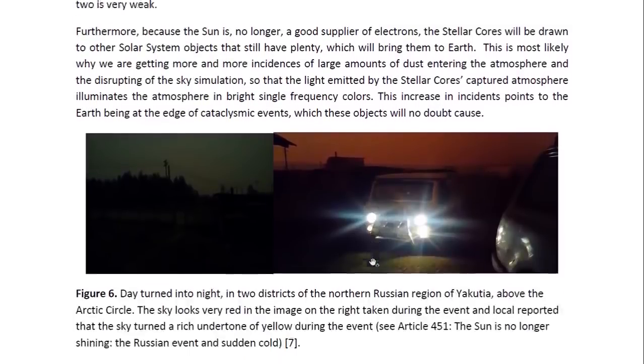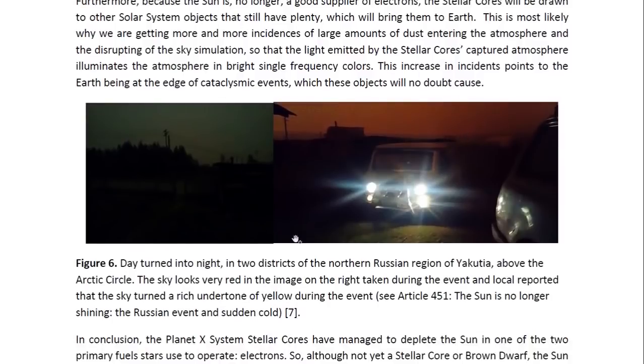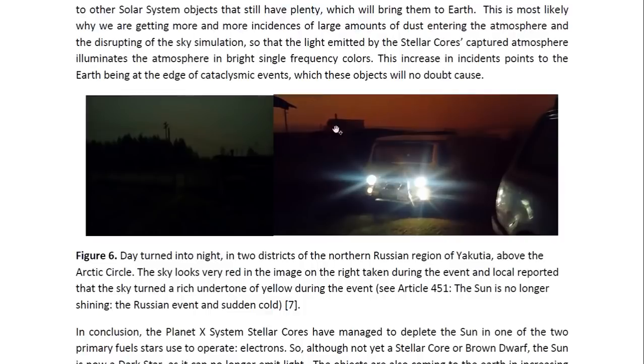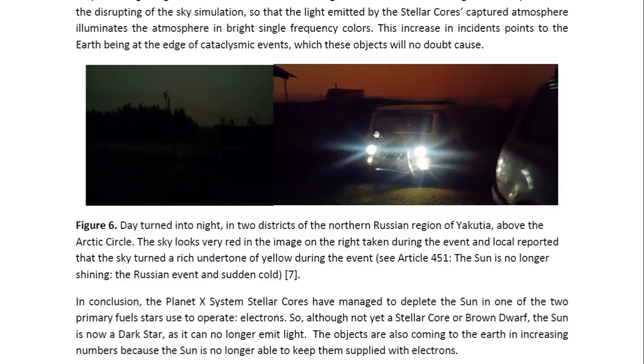And here are photographs from the event that occurred in Russia in July of this year. The sky went dark and stayed dark for about 3 hours, and it was illuminated in this red color. And this meant that the sun simulation system failed in the atmosphere, so the sky went dark because of course there was no real sun to replace it. But the stellar core had approached the Earth at that time, and it was the dust from its debris field that must have entered the atmosphere and interrupted the artificial lighting system, which must have been emitting this color of light. So the atmosphere in this region was illuminated with that color only.